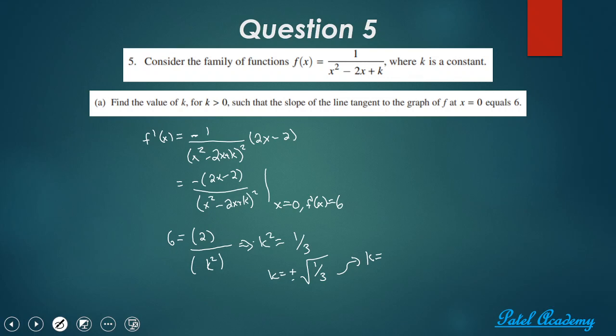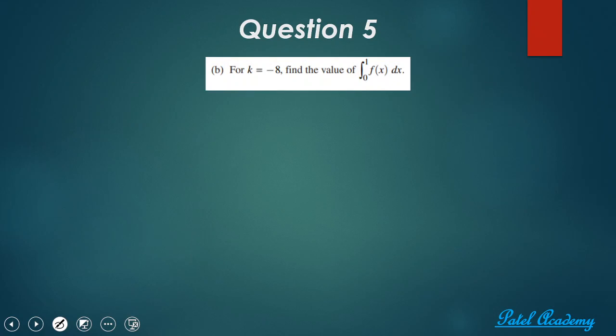So my k is equal to plus square root of 1 over 3, which is equal to just 1 over root 3, or if you'd like to rationalize, root 3 over 3. Both of those answers will work. And so that was question number 1.